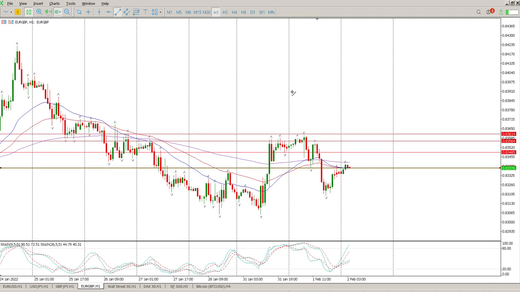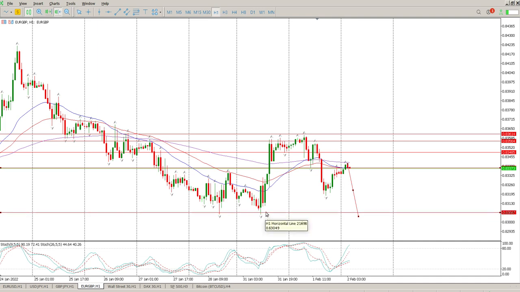And that continuation is going to be a measured move, more than likely back down to these previous lows here. I'll just move my take profit a little bit higher. So it would be around 0.83069.